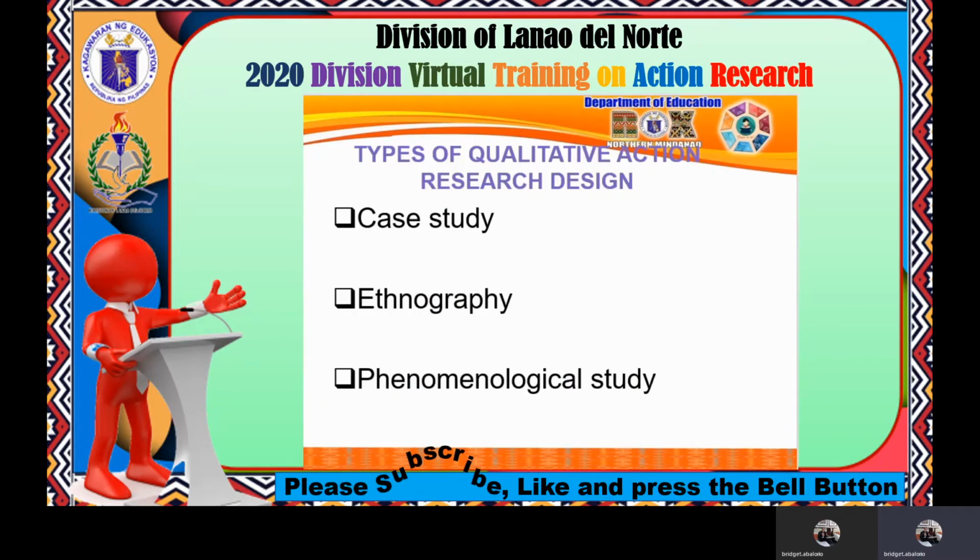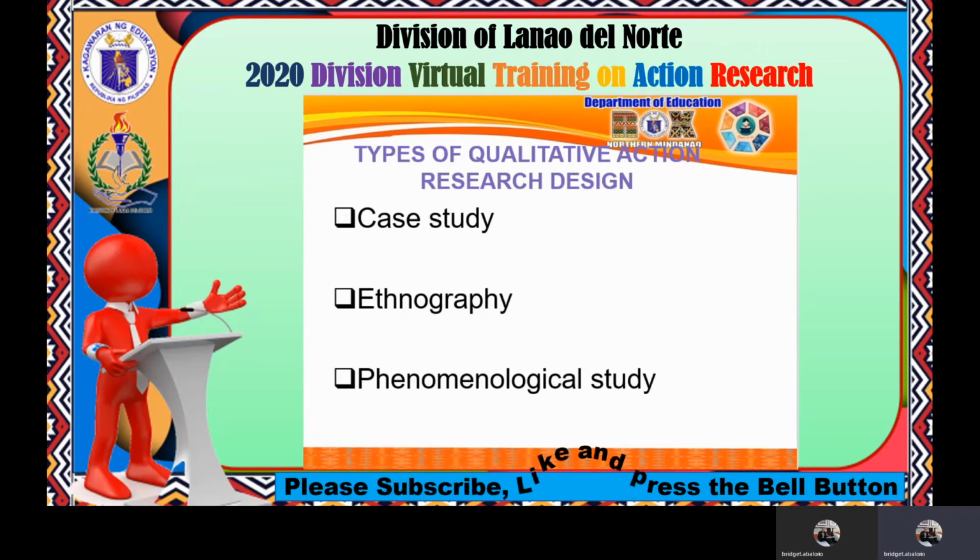Now, let's come to the types of qualitative action research design. Actually, there are 4 types of qualitative action research design. The fourth one is more complicated compared to the first 3 types. That is why I'm going to discuss with you the easiest or the simplest types of qualitative action research design. So we have the case study, the ethnography, and the phenomenological study.